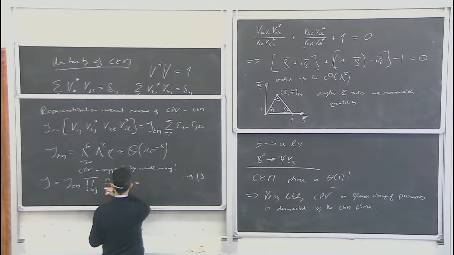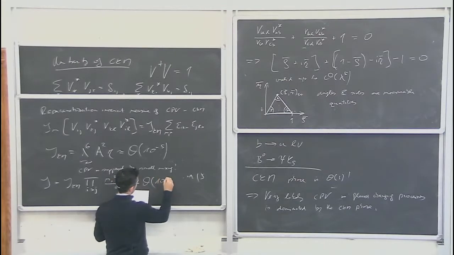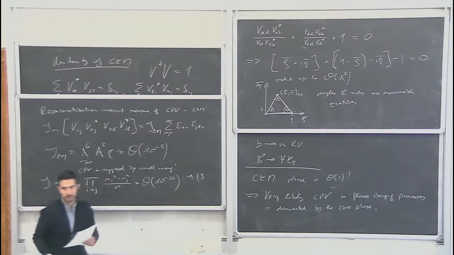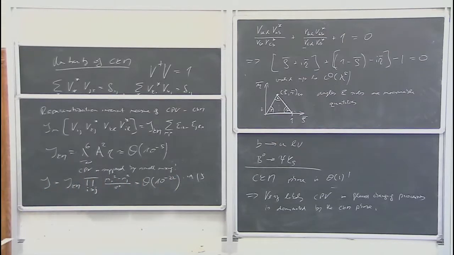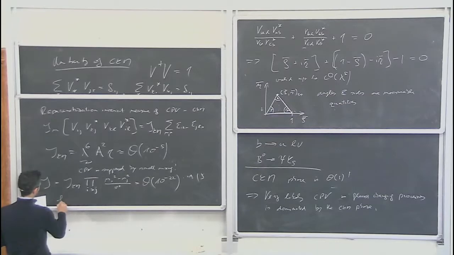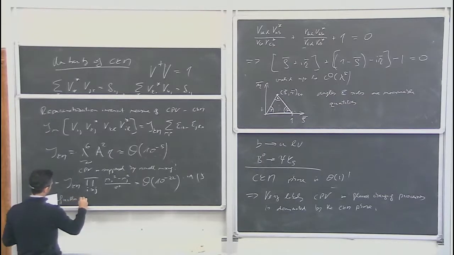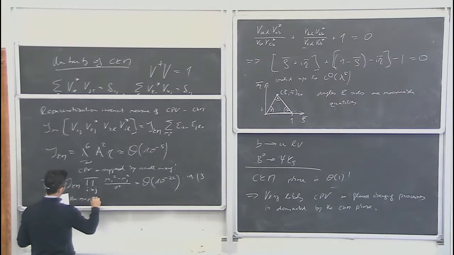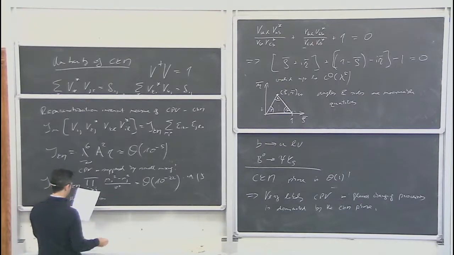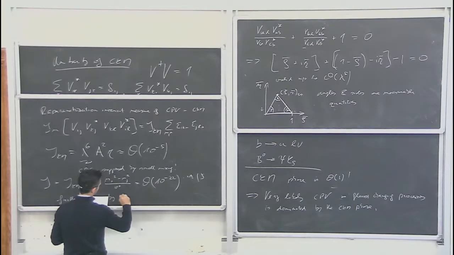And we can evaluate it explicitly, and we get that this Jarlskog invariant in the standard model is always of the order 10 to the minus 22. Okay, so it's tiny. So there is this further suppression by mass hierarchies.